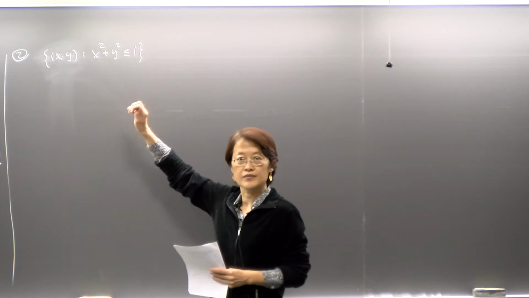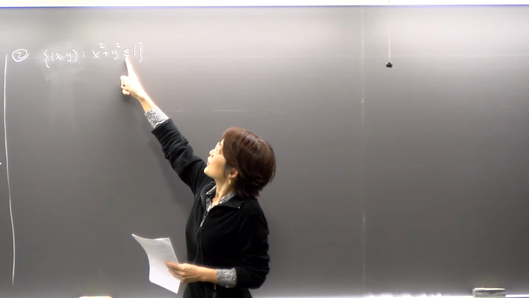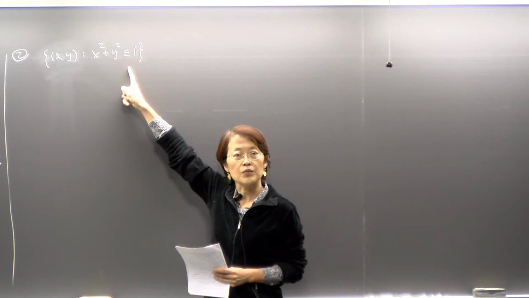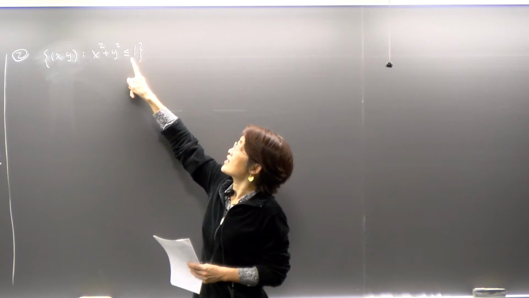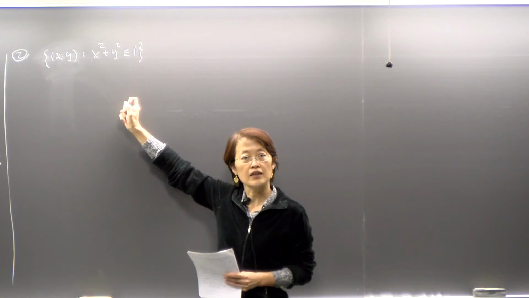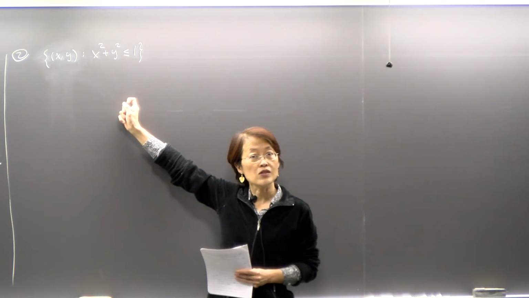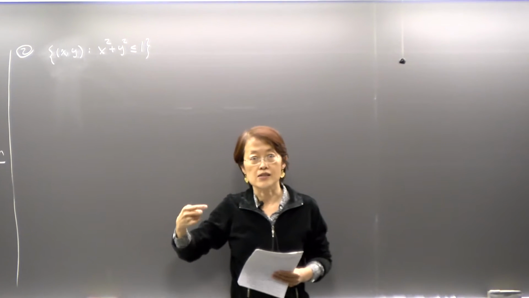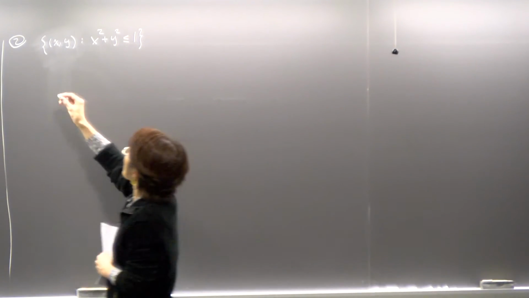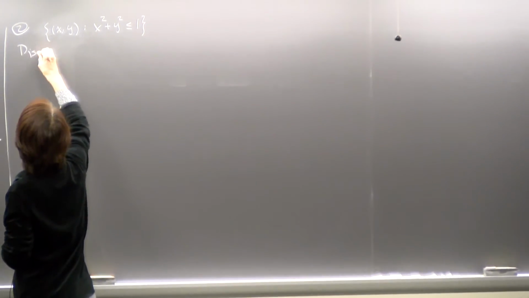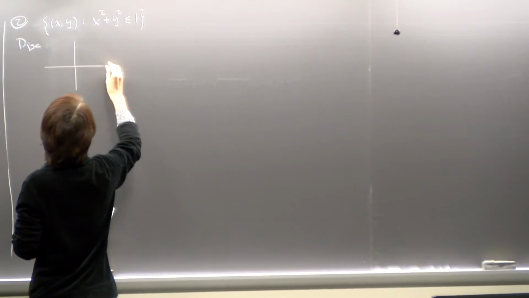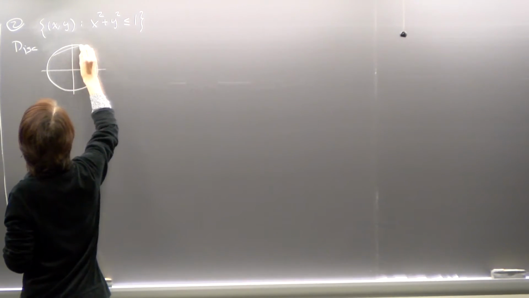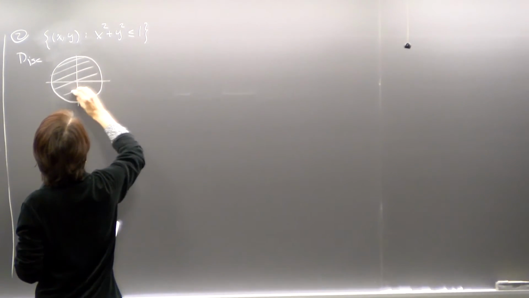Anybody? If I replace this with the equal sign, that's the equation for the circle. Is that right? If I say less than or equal, what does it mean? Do I take the interior of the circle or the outside? So it's a disk. Is that right? So this gives me a disk, centered at the origin with radius 1. Pretend that's a beautiful disk that I draw.